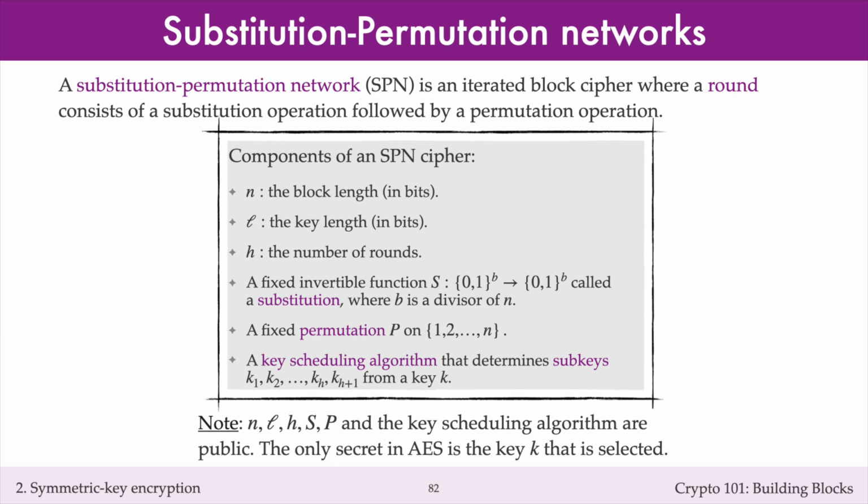I'll note that the block length, key length, number of rounds, the S-box, the permutation, and the key scheduling algorithm are all public and fixed. The only secret in AES is a key K that is selected by Alice and Bob.